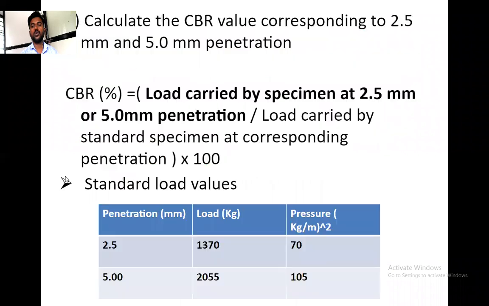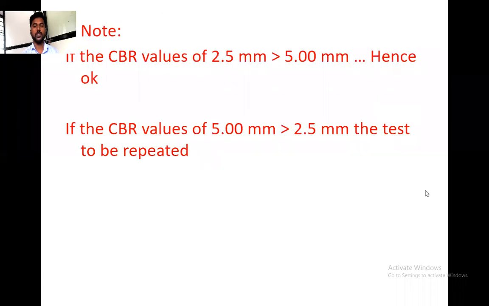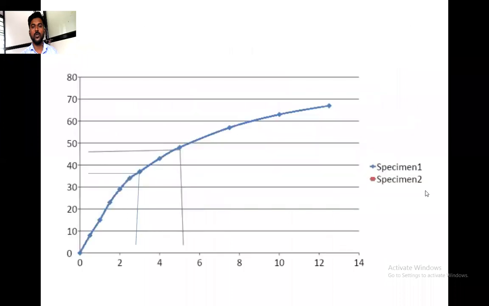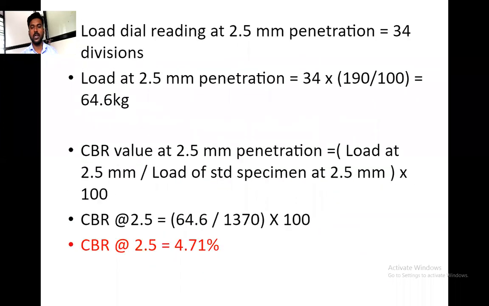Here we have drawn this chart. See here in this chart, the standard load values are given for 2.5 mm penetration and for 5 mm penetration. For 2.5 mm it is 1370 kg and for 5 mm it is 2055 kg. These are the standard load values for the different penetrations. So we can go for the CBR for 2.5 mm penetration, which is equal to 64.6 divided by 1370. What is our formula?